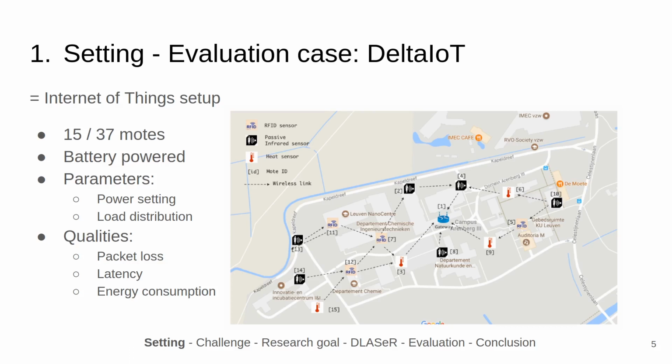Each mode is battery powered and the parameters or the configurations that can be altered are the power setting and the load distribution. So these are the 2 things that can be changed to adapt the system. And these are both on the level of each mode or the links. The power setting is for each mode and the load distribution is on each link between the modes. And the qualities in which we are interested are the packet loss, the latency and the energy consumption.